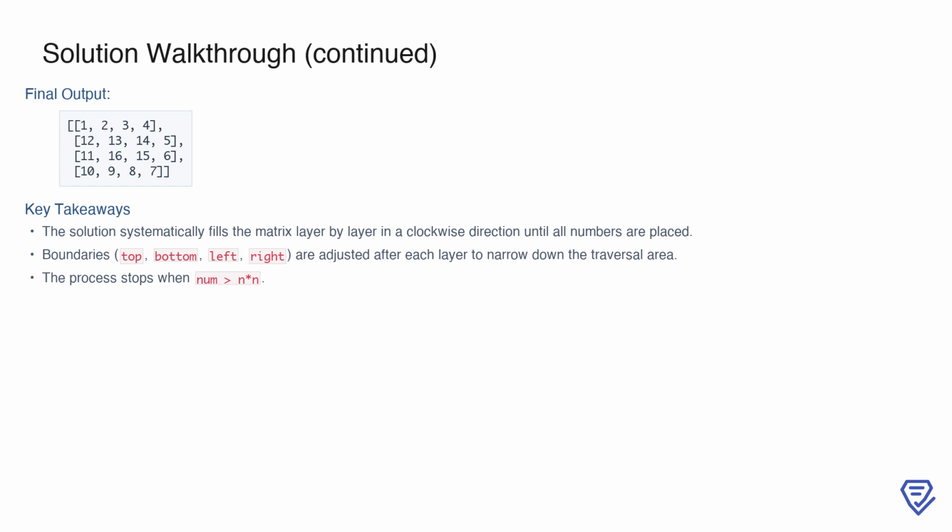The key takeaway is that the solution works by filling the matrix layer by layer in a systematic clockwise direction. The boundaries are adjusted after each layer to narrow the traversal area. The process stops as soon as number exceeds n*n, ensuring all cells are filled appropriately.